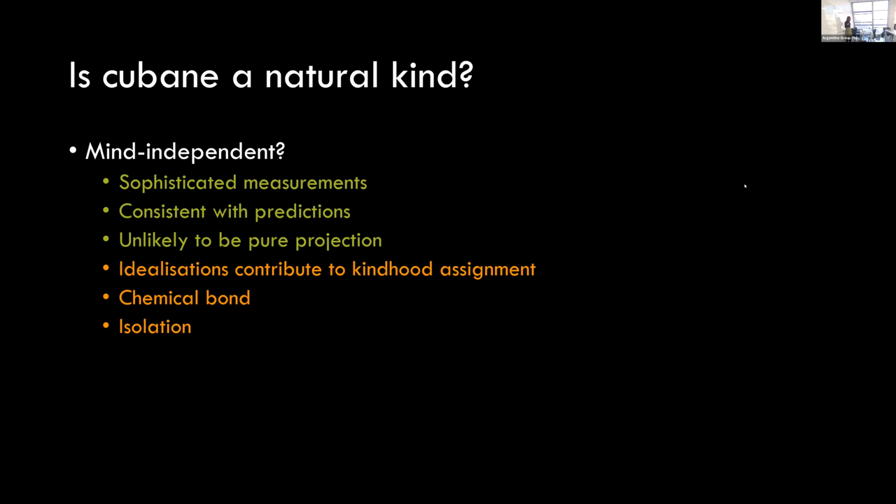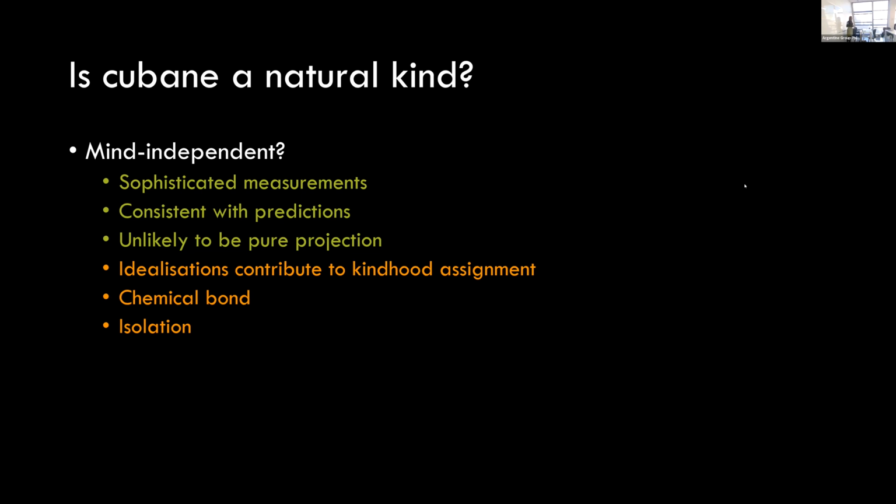Okay, so is cubane a natural kind then? Well, we have a lot of sophisticated measurements that tell us it's probably actually there in the world in some sense. The measurements that we make are consistent with predictions, and it's at least unlikely to be a pure projection onto the world. If we are realists. If we are completely anti-realist about it, well, natural kind fails to adhere to anything really, although there are some accounts, I'm not saying it's completely impossible.